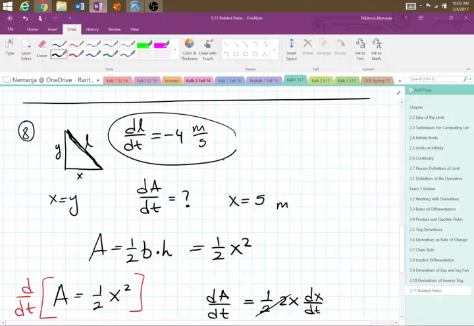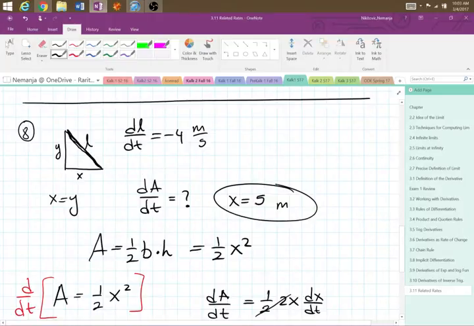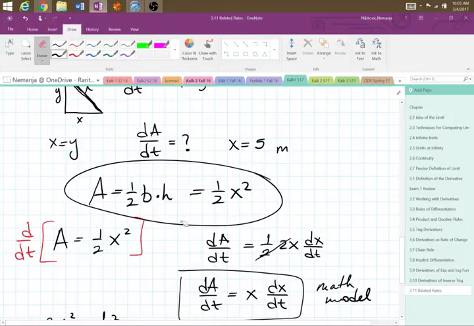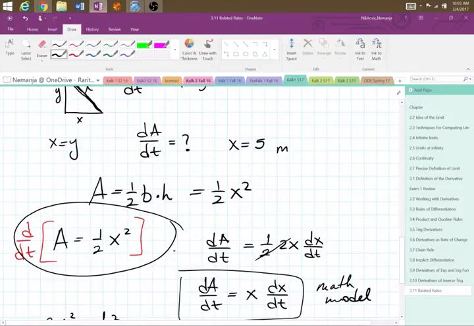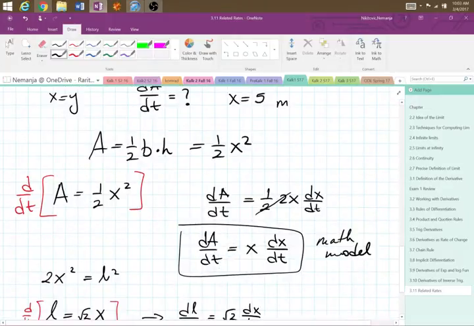So we start with dL/dt equal to -4. We write down what we are looking for, which is dA/dt, and the information they gave us, that the side is 5 meters long. We write the formula for area. It's always the same steps. We differentiate that area with respect to time to find the change in time. The mathematical model we get is known as related rates. So you have rates, plural, and they're related through a formula of some sort. So we got our related rates math model.